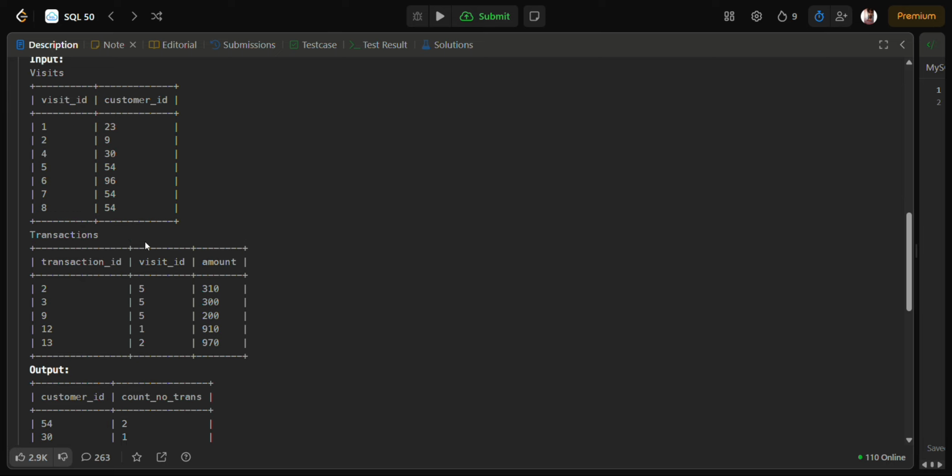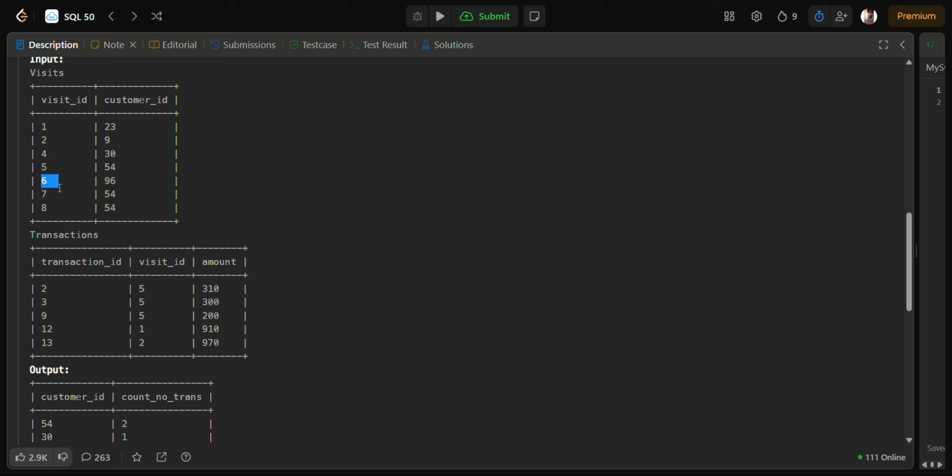Now, looking at the transactions table, visit ID 1 has a transaction, meaning customer 23 made a purchase. Visit ID 2 also has a transaction, meaning customer 9 made a purchase too. Visit ID 5 has 3 separate transactions, meaning customer 54 made multiple purchases during that visit. The rest of the visits, visit IDs 4, 6, 7, and 8, have no transactions recorded at all.